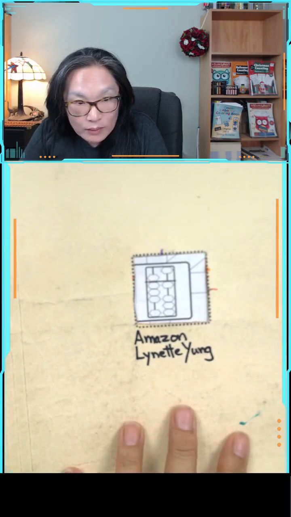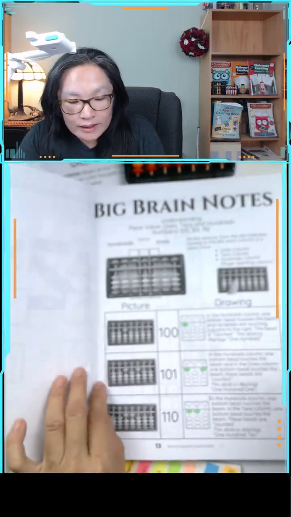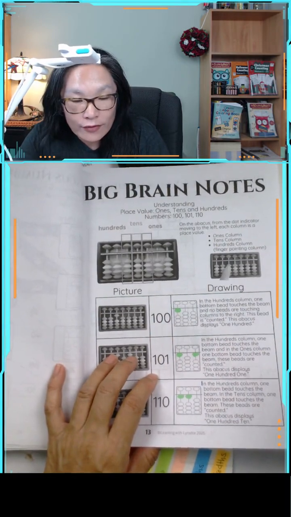It is 81. So, this is the maze. This is a 2-digit maze. And then we're just doing a flip through. I give you instructions on what the 3-digit maze looks like.